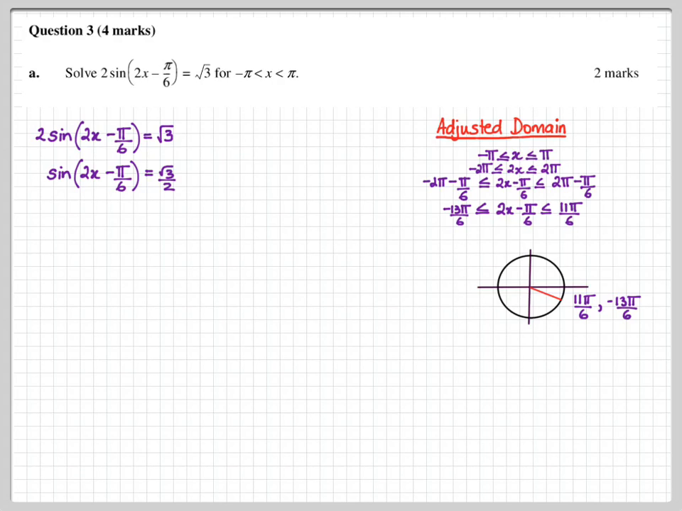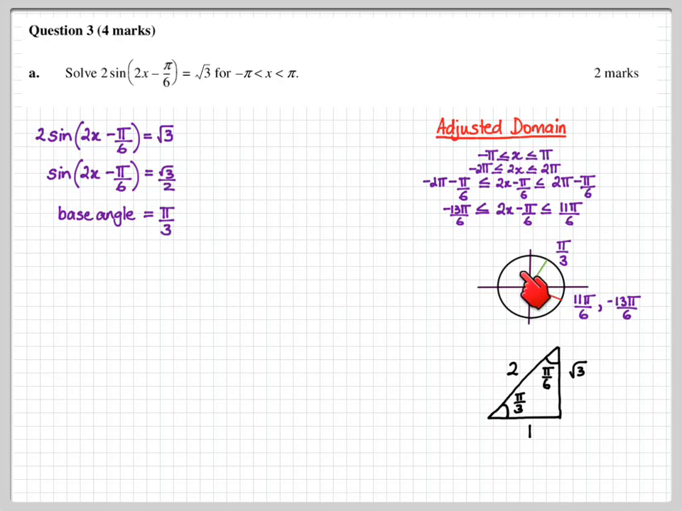In terms of our solution, we need to find out what the inverse sine of root 3 on 2 is, and we use this triangle here. So the inverse sine of root 3 on 2 is going to be pi on 3. So the basic angle, or the base angle, is pi on 3, and we can locate that on the unit circle. There it is. But that's not the only solution that we would have.